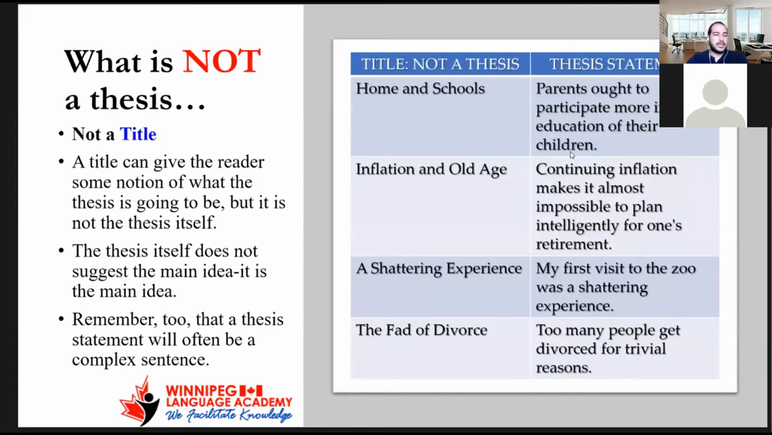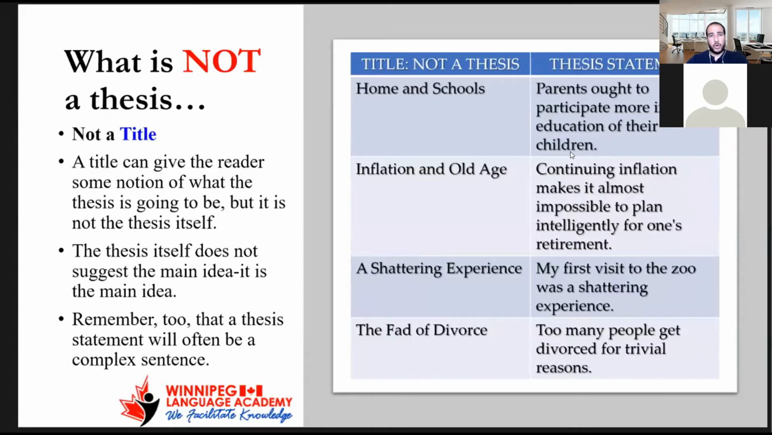Also, remember that a thesis statement will often be a complex sentence. Generally, it will be a complex sentence. Sometimes, if your topic is a large topic, you can make it a compound complex sentence. All right? Here are some examples of titles like home and schools.